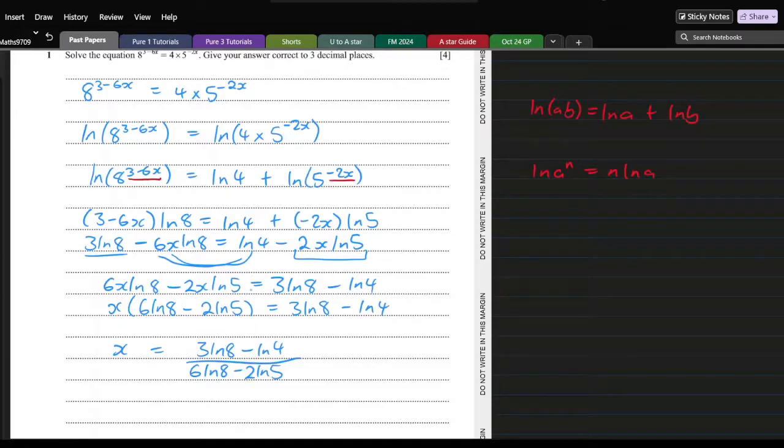Now they only wanted to 3 decimal places, so we can just punch what we have into the calculator and get a result. So that's 3 ln 8 minus ln 4, and this is over 6 ln 8 minus 2 ln 5, and this gives us 0.524 correct to 3 decimal places, and that's our final answer.